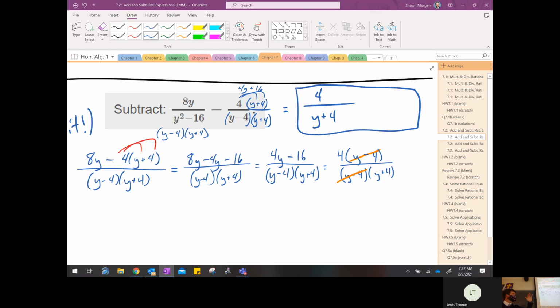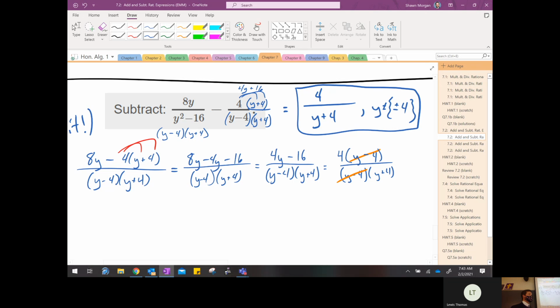But wait, Coach Morgan. You have to remind me what my restrictions are. Why can't y be what? Negative 4 would screw up the final denominator. Positive 4 would screw up the original denominator, and we want to restrict y accordingly. So y cannot equal plus or minus 4. Okay, those are our restrictions.